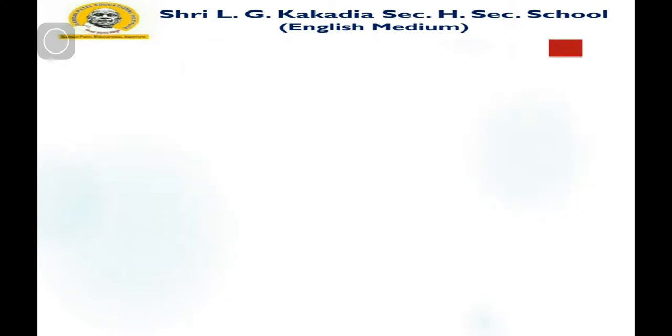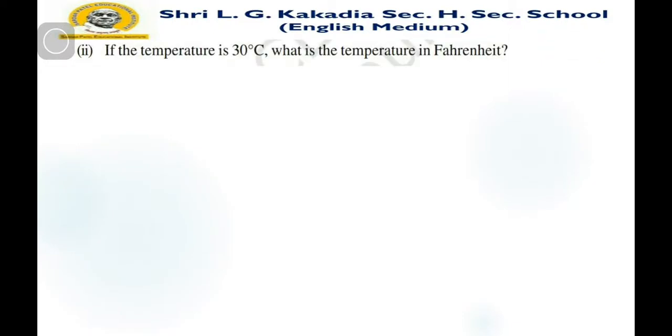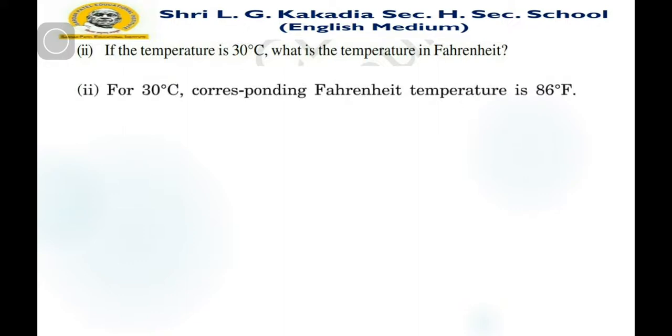Now let's solve some examples. The next problem is, if the temperature is 30 degrees Celsius, what is the temperature in Fahrenheit? Just put the value in the given equation. Then we get the solution for 30 degrees Celsius. The corresponding Fahrenheit temperature is 86 degrees Fahrenheit.